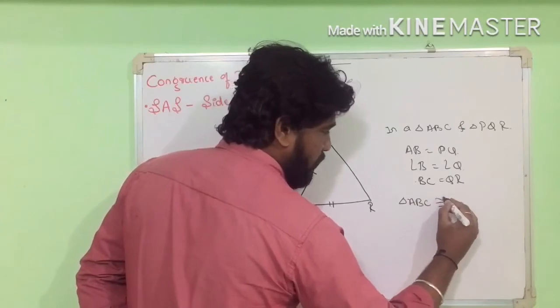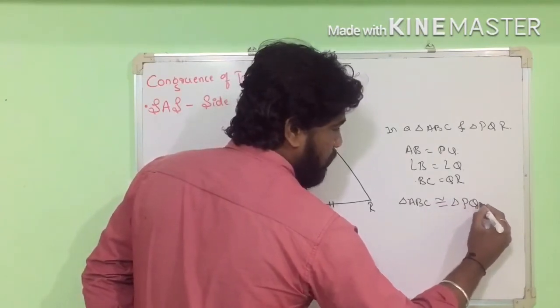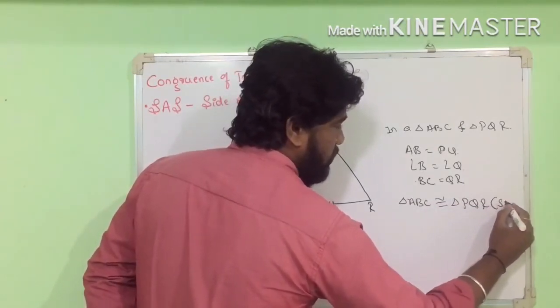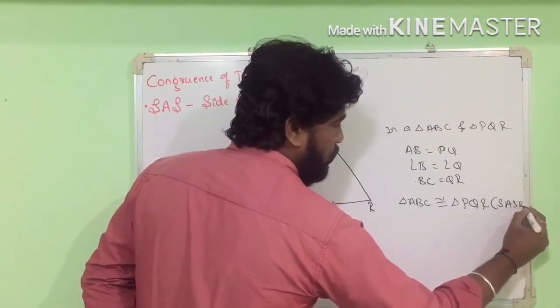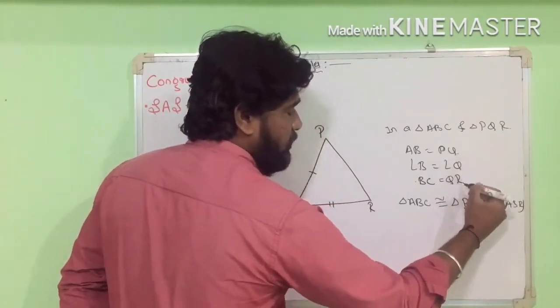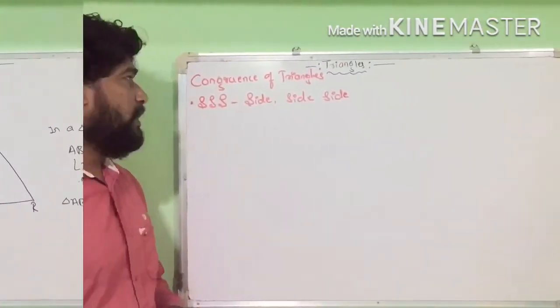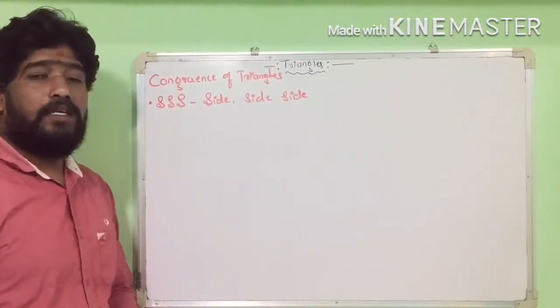ABC is congruent to the triangle PQR by SAS rule. Side, angle, side. Is it clear? The next one, SSS, side.